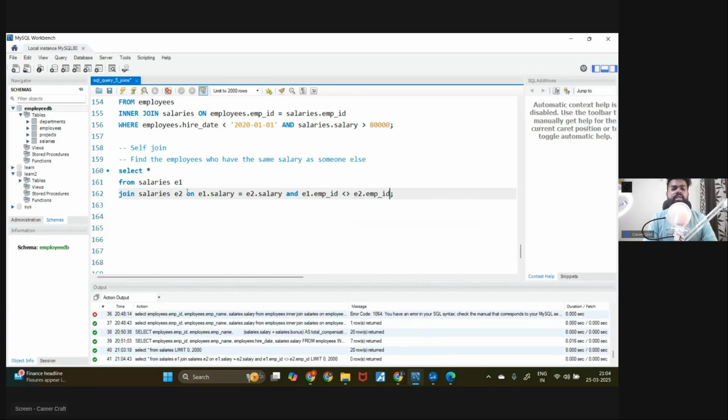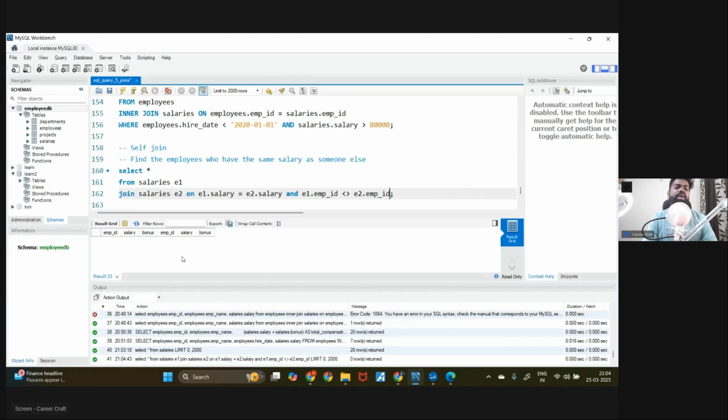Very important to understand. You are not getting any result because no two salaries are equal. I will give you an example where you will get the result. But did you guys get this? What was the logic? Did you guys understand the logic?